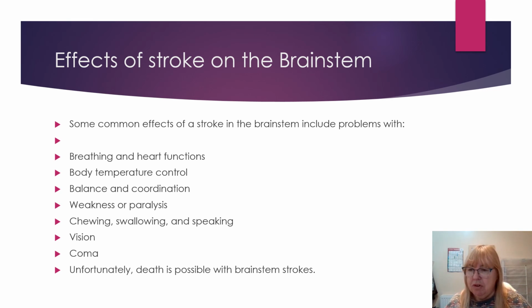So what are the effects of a stroke on the brainstem? Some common effects include problems with breathing and heart function, being able to control your temperature, so they may be shivering uncontrollably when they're in a nice warm room, or the opposite, hot and sweaty when the room is fairly fresh and cool. Balance and coordination will also go, a bit similar to our previous one. There will also be weakness and paralysis, but it could be anywhere, so it might not follow the usual pattern. Chewing, swallowing and speaking, vision, and very often they lose consciousness and go into a coma.